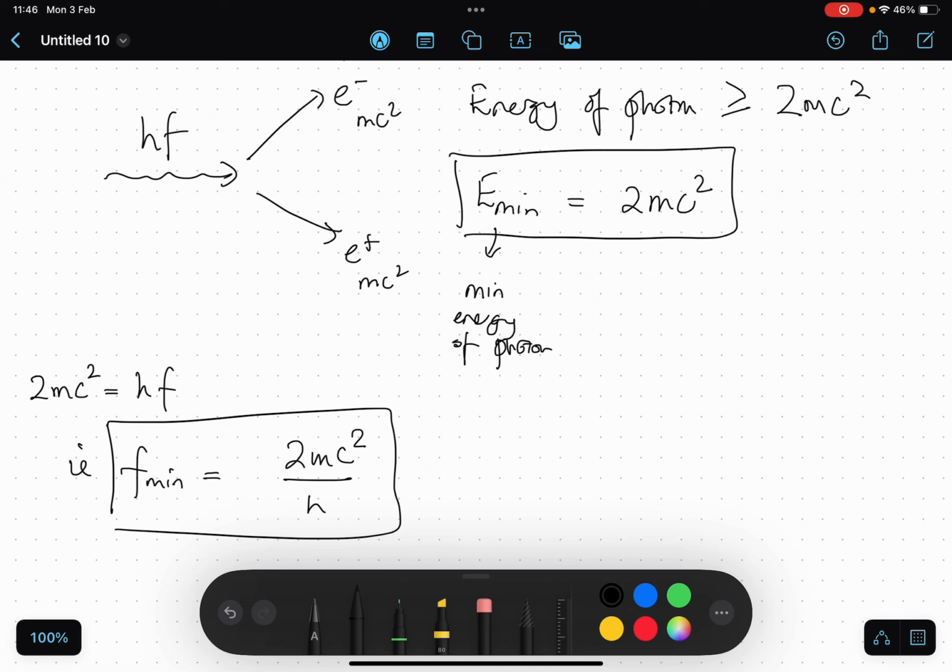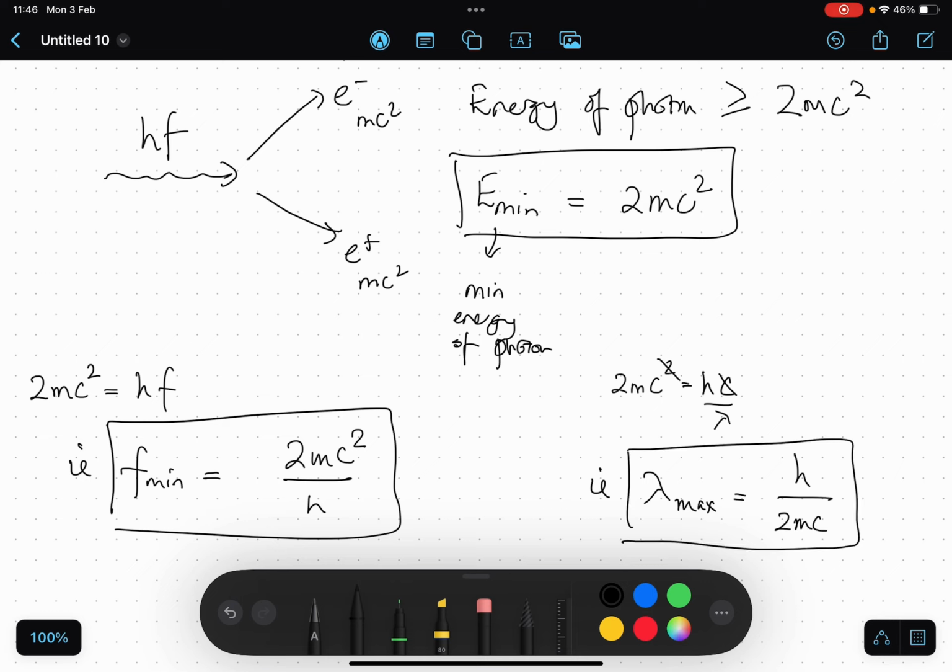However, let's talk about wavelength, because there's an inverse relationship with wavelength, isn't there? So we get rid of one of the c's. So in other words, wavelength, but it's going to be the maximum wavelength, is 2h over 2mc. Why is that? Because there's an inverse relationship between frequency and wavelength. So if you make the wavelength even bigger, then the energy of that photon is going to be smaller. So it's the minimum frequency, but the maximum wavelength.